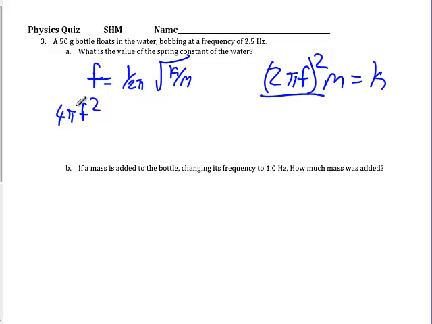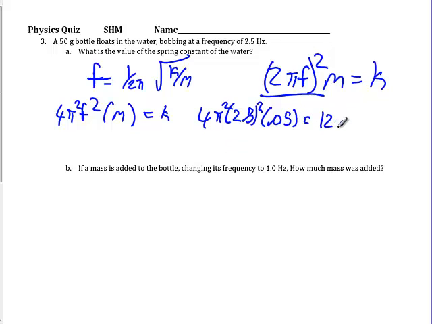If I distribute that through, that pi is also squared, times m, not squared because it's not in that parenthesis, times m equals k. So I'm going to take 4 pi squared times 2.5, and remember this is squared, times the mass, which is 0.05, and I'll get my spring constant. So 4 pi squared times 2.5 squared times 0.05, which is 12.34 newtons per meter.